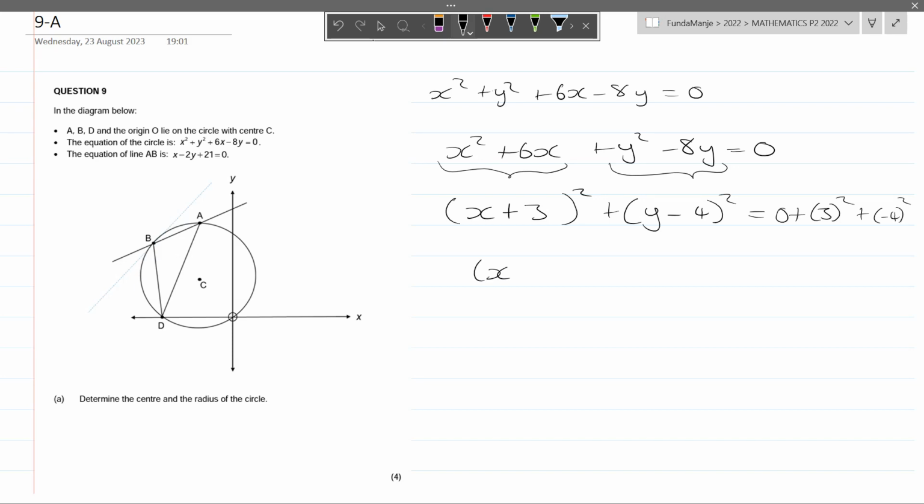And then finally, you will have x plus 3 squared plus y minus 4 squared is equal to 9 plus 16, which will be 25. Therefore, your coordinates would actually be minus 3 and positive 4, because remember, they're always inversed when they're put into the equation. So these are the coordinates for C.